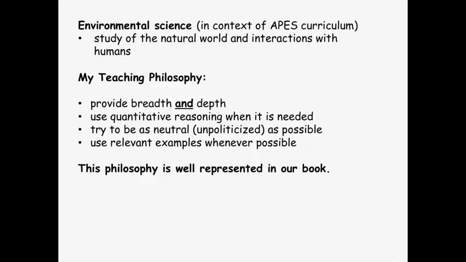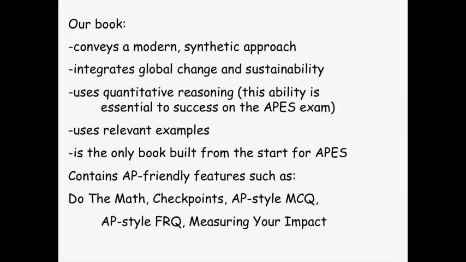I think these things are well represented in our book, and our book, in my opinion, conveys a modern synthetic approach to environmental science. We integrate global change and sustainability throughout the book. In fact, each of our chapters ends with a Working Towards Sustainability story about something related to the chapter content, where somewhere in the world somebody or a country or a group is promoting and working towards and perhaps achieving sustainability in that realm. We use quantitative reasoning, as I mentioned before, and this ability is essential to success on the AP Environmental Science exam. So we use that in each chapter. We have boxes and Do the Math boxes and so on.